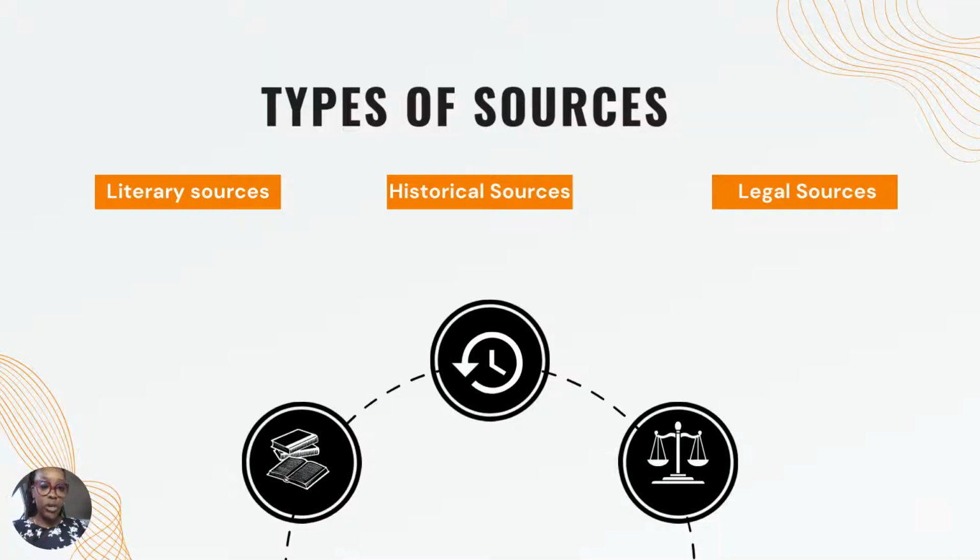Let's move on now to the historical sources. The historical source refers to the causative factors behind the rule of law. Okay, so its historical origin, its development story. What is the backstory behind the law? That's what you're going to find in your historical sources.